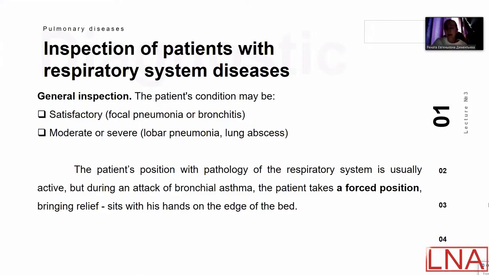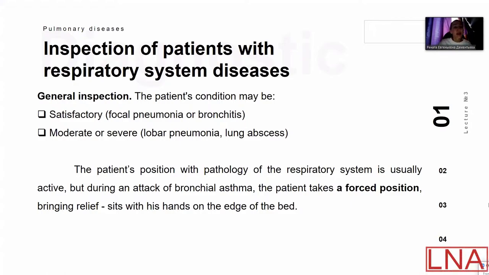During general inspection, the condition of a patient with respiratory disease can be satisfactory in case of focal pneumonia or bronchitis, with increasing level of temperature; moderate or severe in lobar pneumonia and lung abscess with productive coughing, with formation of different amounts of sputum, general weakness, increasing temperature, and so on. Different types of condition.